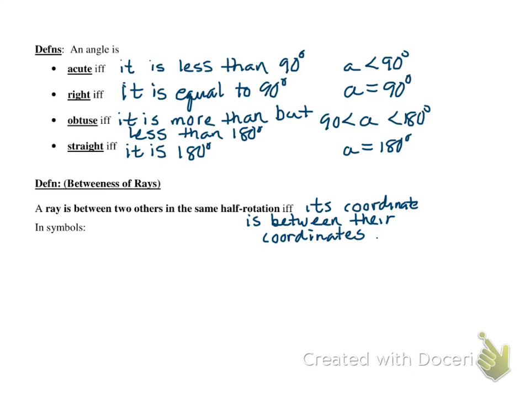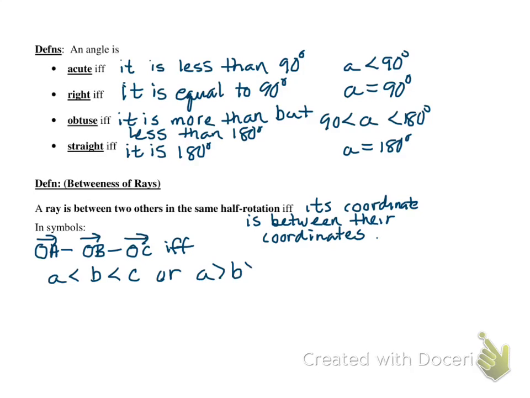So in symbols, we say this: ray OB is between ray OA and ray OC if and only if the coordinate associated with ray OA, which we'll call A, is smaller than the coordinate associated with ray OB is smaller than the coordinate associated with ray OC, or, again, the other way around, A is bigger than B is bigger than C. Let's look at that on the protractor.